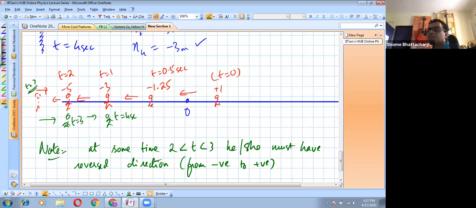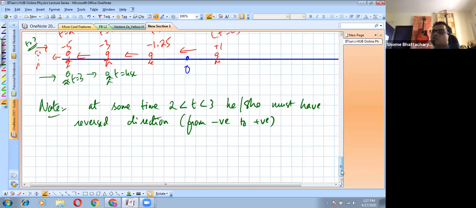Now, why is this information very critical to me? Because in the question I have been asked between 3 and 4 seconds. So now you can see that between 3 and 4 seconds, what is happening? Is the direction changing? No, the direction is remaining constant. So that's why both distance and displacement will be the same, which will be the motion from minus 5 to minus 3. So the displacement will be written as plus 2 and the distance will be just written as 2 meters.